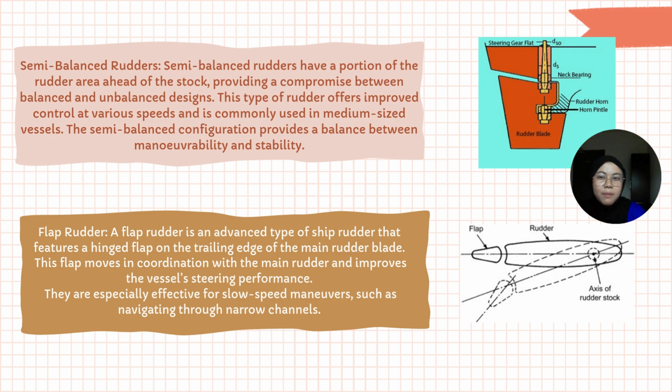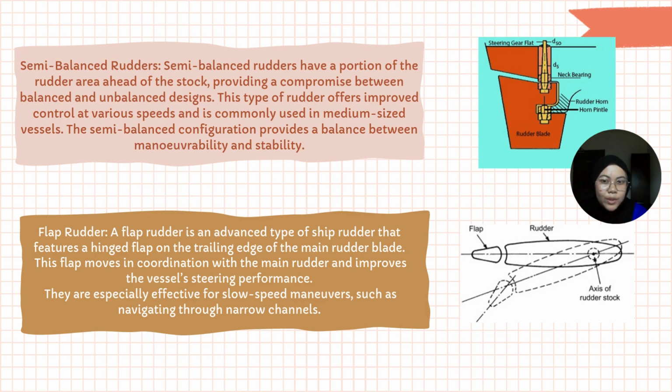Next, we have semi-balanced rudders. Semi-balanced rudders have a portion of the rudder area ahead of the stock, providing a compromise between balanced and unbalanced designs. This type of rudder offers improved control at various speeds and is commonly used in medium-sized vessels. The semi-balanced configuration provides a balance between maneuverability and stability.